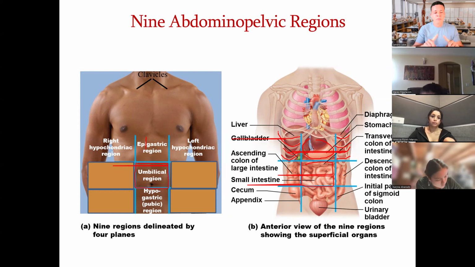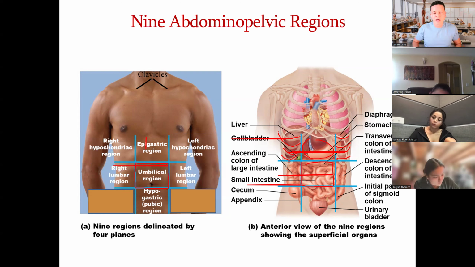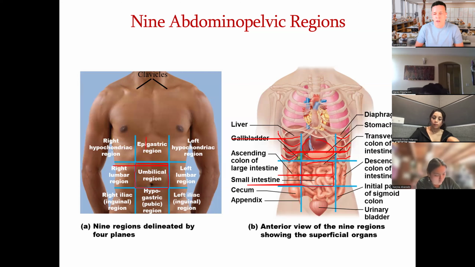To the side of the umbilical region, we're going to find a region called the lumbar, and lumbar means lower back. So we have the right lumbar, left lumbar, and then to the side of the hypogastric, we're going to find the region called the inguinal, also called iliac. So we have the right inguinal or iliac, and we have the left inguinal or iliac. Okay? Any questions, folks?